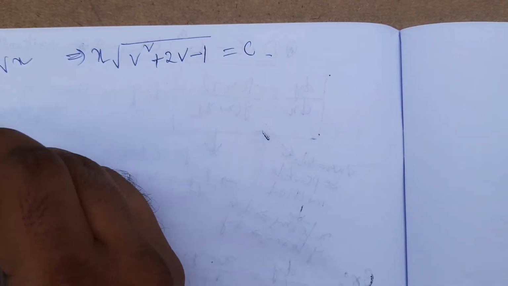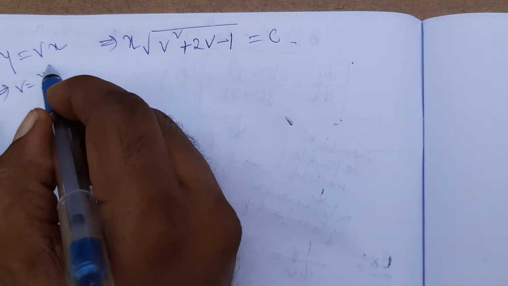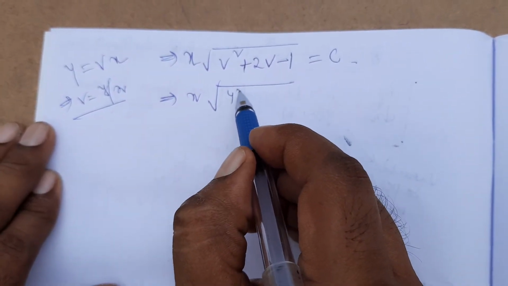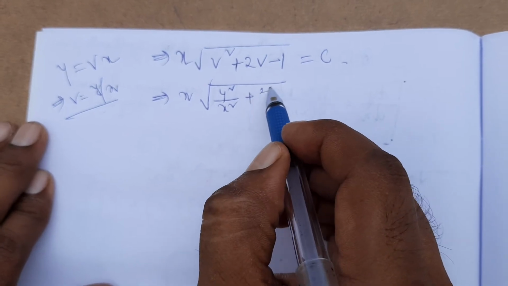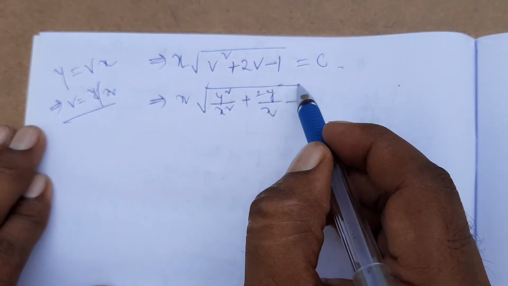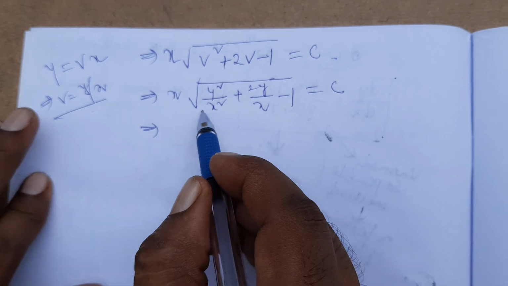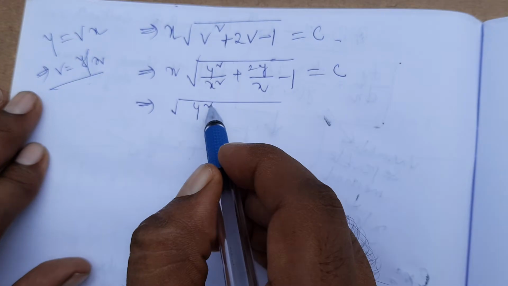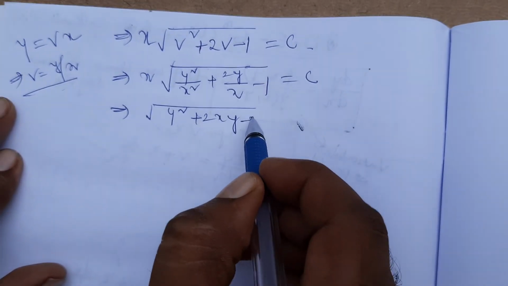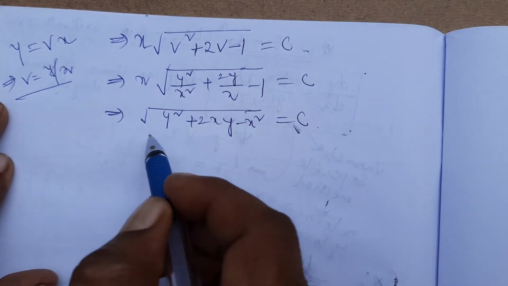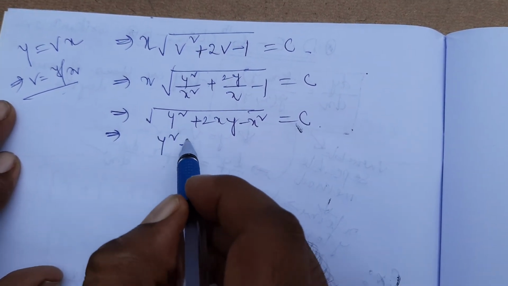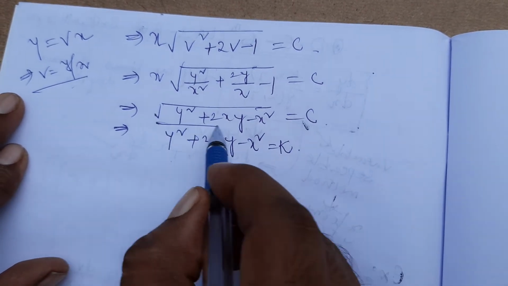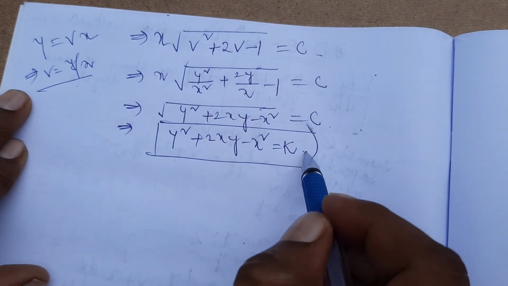y is equal to vx, already we know. Therefore v is equal to y by x. Replace the value x into root of y square by x square plus 2 into y by x minus 1 equal to c. If I simplify by taking LCM x square, this value cancels, then root of y square plus 2xy minus x square is equal to c. Even if you square on both sides, y square plus 2xy minus x square is equal to k. So this is the best simplification.